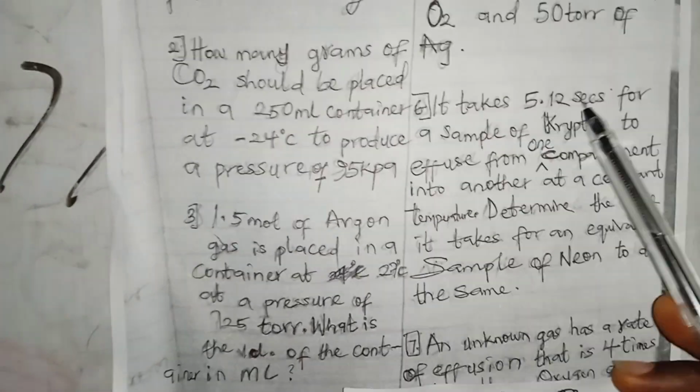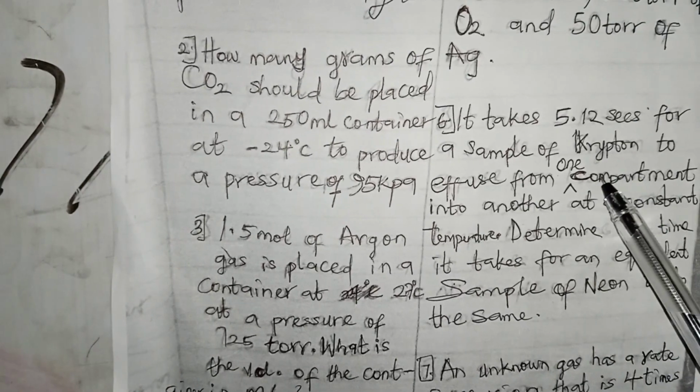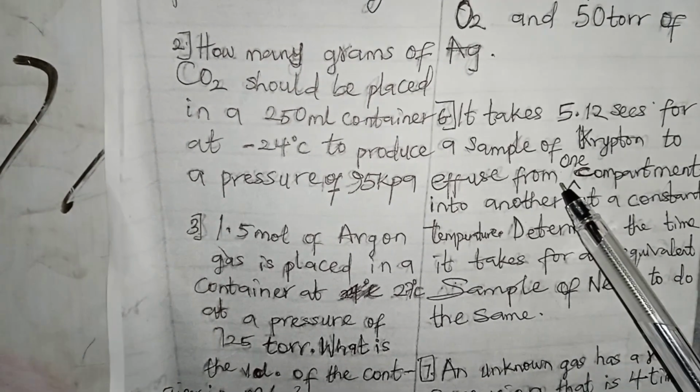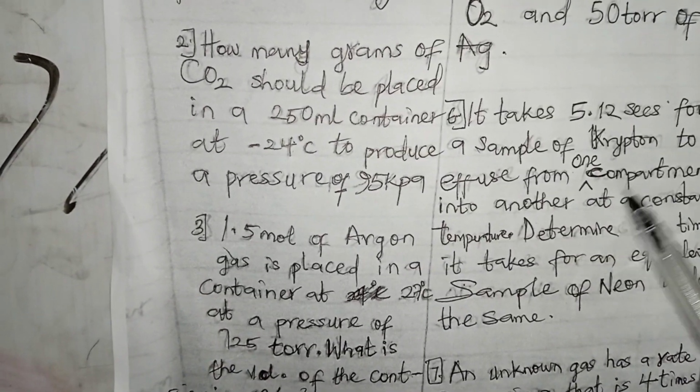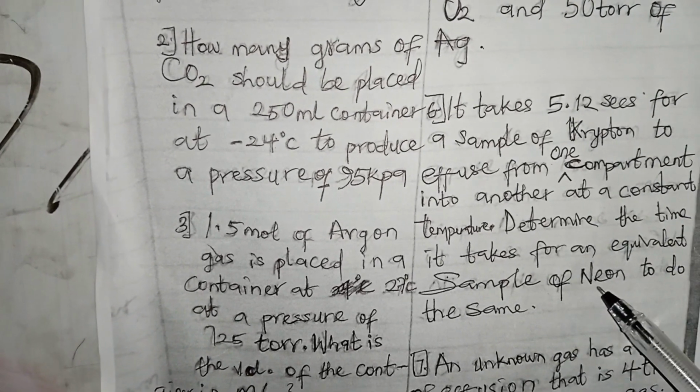So look at it. It says it takes 5.12 seconds for a sample of krypton to diffuse from one compartment, that is, to move from one opening into another at a constant temperature. Determine the time it takes for an equivalent sample of neon to do the same. So this is our answer.